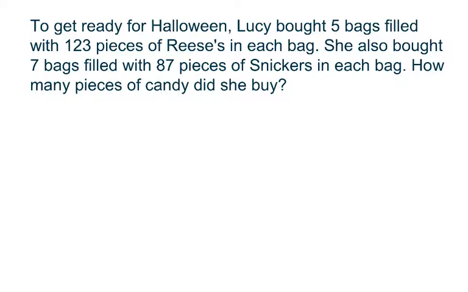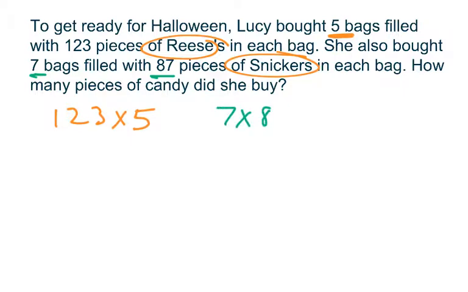To set up this problem, I'm going to have to find how many pieces of Reese's and how many pieces of Snickers. So I'm going to start with Reese's. I have 123 times 5 bags. And then for Snickers, I have 7 bags of 87, so 7 times 87.